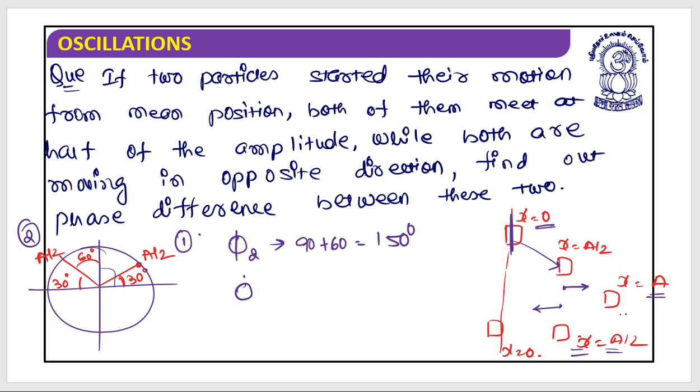And the phase of the first particle is equal to 30 degree. So the phase difference delta phi equals phi 2 minus phi 1, which equals 150 degree minus 30 degree, and this equals 120 degree.